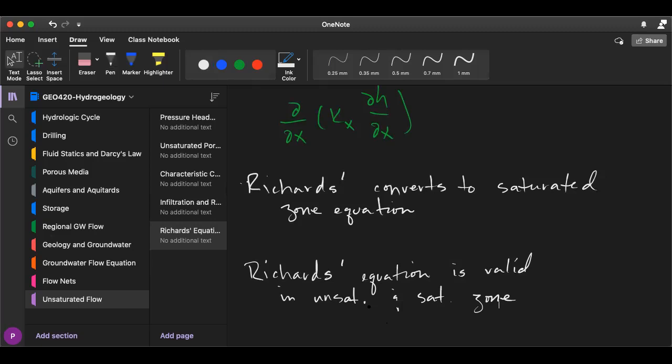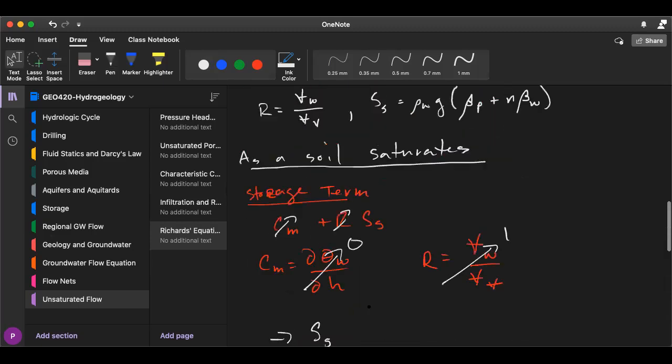So Richards equation is valid anywhere I want to look. I don't have to be in a confined aquifer or an unconfined aquifer. I can be in the vadose zone or in a fully saturated zone. It works everywhere. It's beautiful. We love it. Here's the problem.